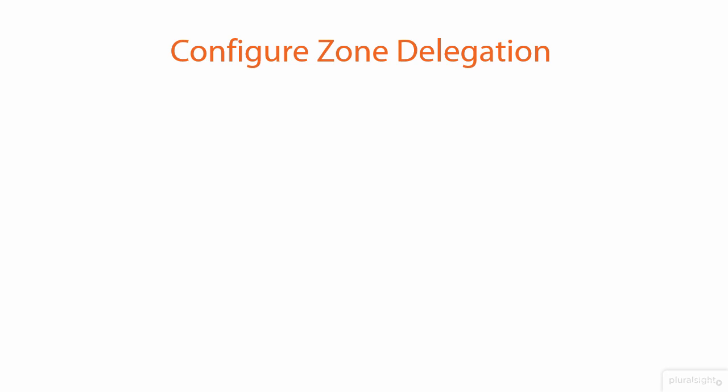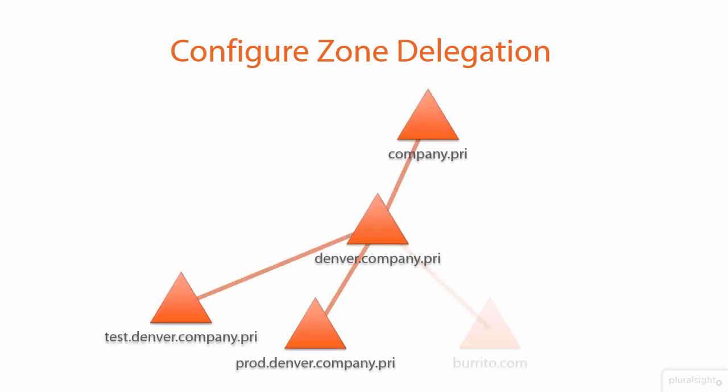Now, in certain circumstances, however, you may find yourself in a larger organization where you have actual subdomains that contain content not on a higher level domain's DNS server. A perfect example of this is in a situation where you have a very large Active Directory forest infrastructure, where you may have zones that are easily identifiable as subdomains and others that may not be. Here for company.pri, let's say, for example, that we have a denver.company.pri, a testandprod.denver.company.pri, and maybe even a burrito.com, for example.